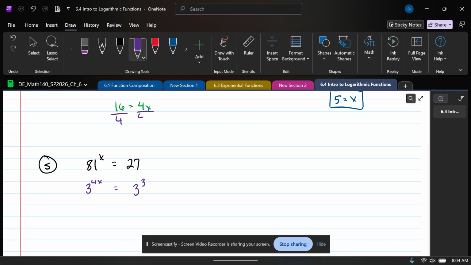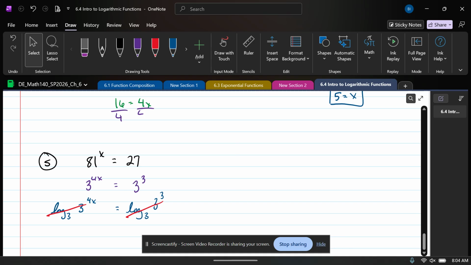And then we did this magic hand waving thing, and the threes that were the bases just went away. There was actually some math that happened that caused that to go away. The math that happened is if you take the log base 3 of each side, that's the part that really cancels out those base 3s. This log base 3 cancels that base 3. This log base 3 cancels that base 3. And that's how we end up with that 4x equals 3 equation.